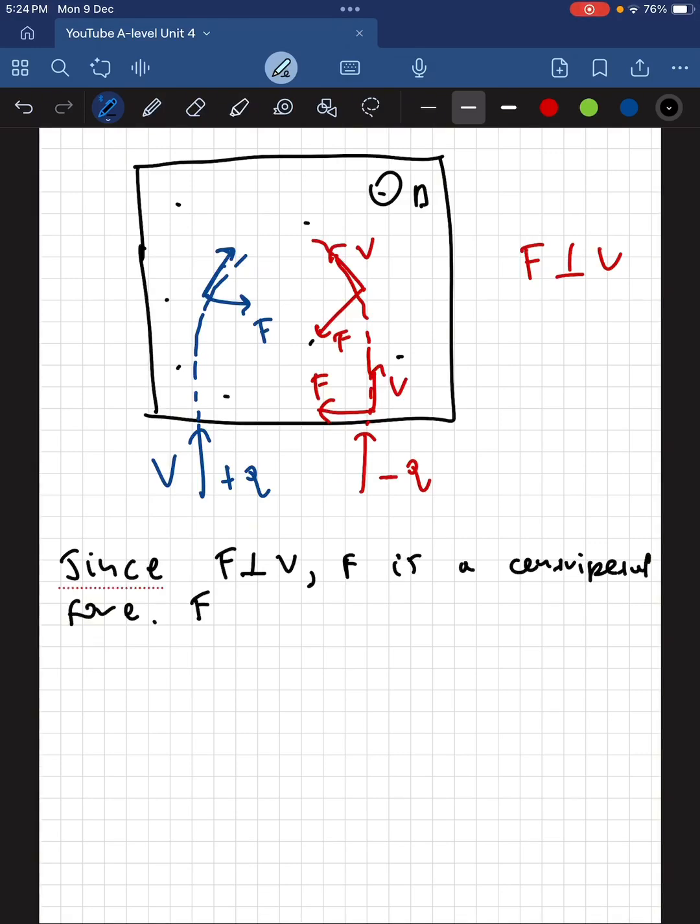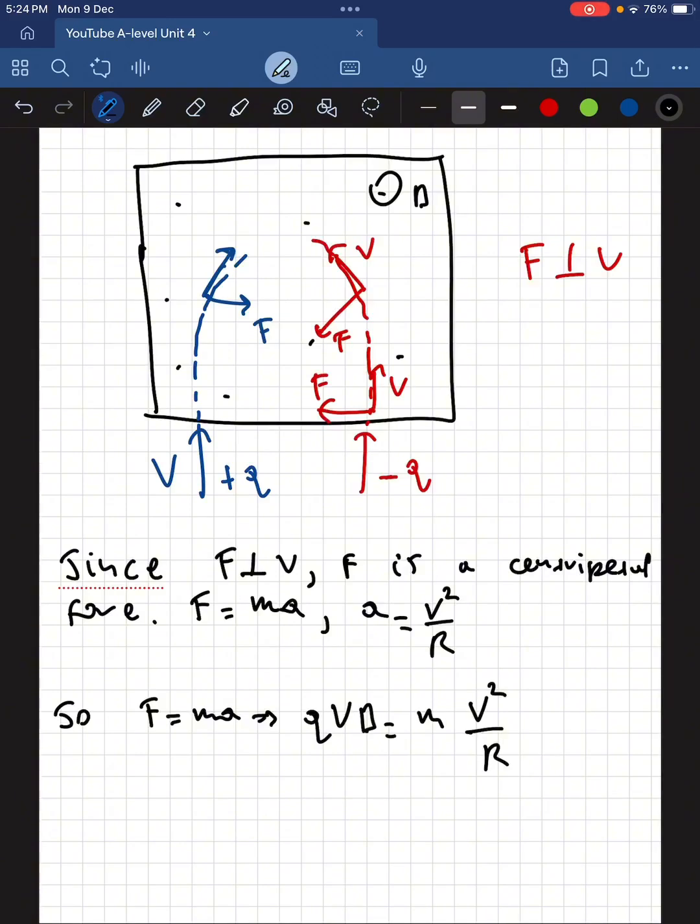Okay, and remember that Newton's second law tells us that F is ma, but a is v squared over R for circular motion. So we have F equal to ma, so qvB is mv squared over R. And here there are many things we can do. We can cancel v first of all. So immediately we find that q over m is v over BR.